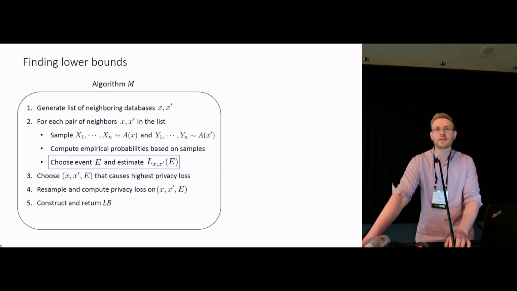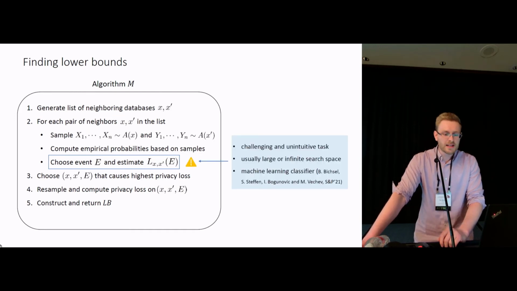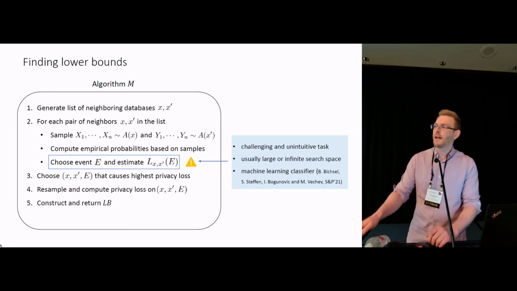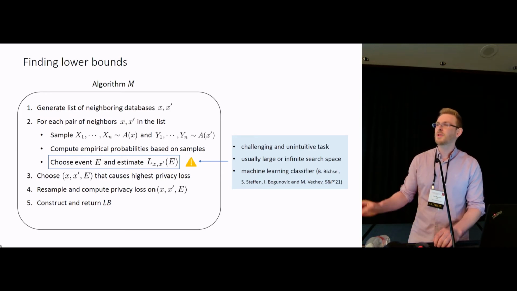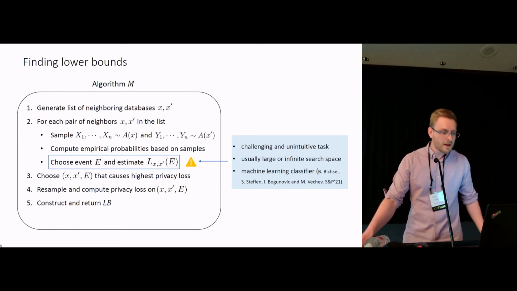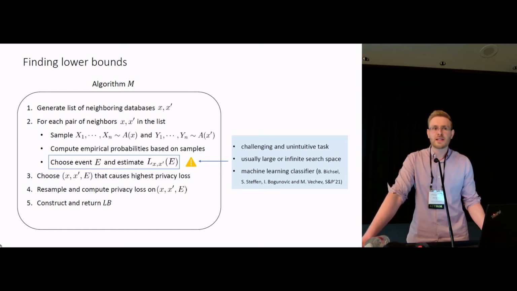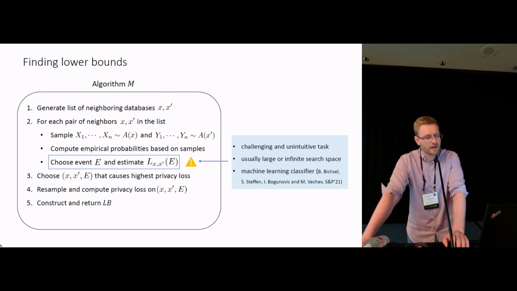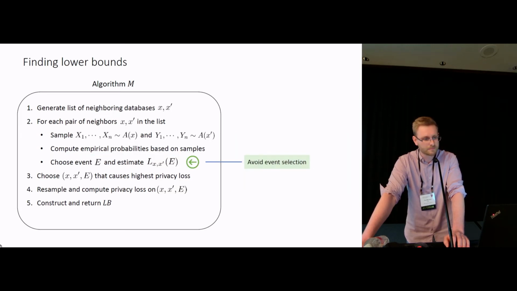Finally, you have to choose the event E, and this is really a tricky question, because when you think about it, the space of possible events is really large. Even if the algorithm just has d outputs, the output space is going to contain 2 to the d events, and they can look pretty crazy. So coming up with a reasonable event is difficult. Current research focuses on machine learning classifiers, but this still needs additional sampling.